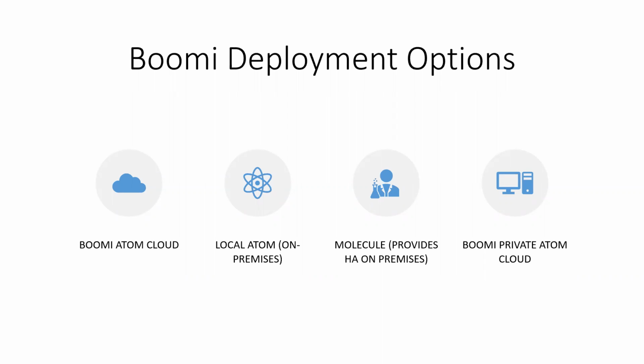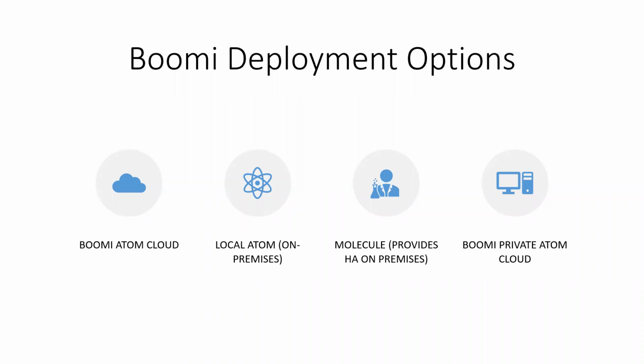In case when you are setting up your atoms on premises, if you want to achieve high availability and to ensure high workloads, you can make use of the molecules. Then the last option comes as a Boomi Private Cloud. If you don't want to use the multi-tenant platform, so basically if you are using the Boomi Atom Cloud, multiple tenants will be using the same Atom Cloud. It doesn't mean the data will be shared across the tenants, but they are using the same Atom Cloud.